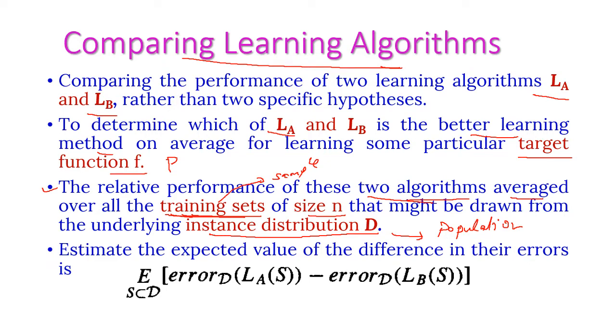We estimate the expected value of the difference in errors, the expectation over samples S with respect to the entire distribution, of error D of LA of S, that is the learning algorithm applied to this particular sample, minus error D of LB of S, the second learning algorithm applied to the sample S. So we take the same sample to test two different algorithms, and we need to find the difference between these learning algorithms.